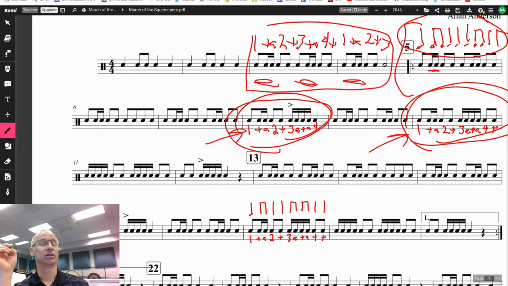For you guys, slow it down, take it one measure at a time, and then put it together into bigger chunks. I hope this was helpful.